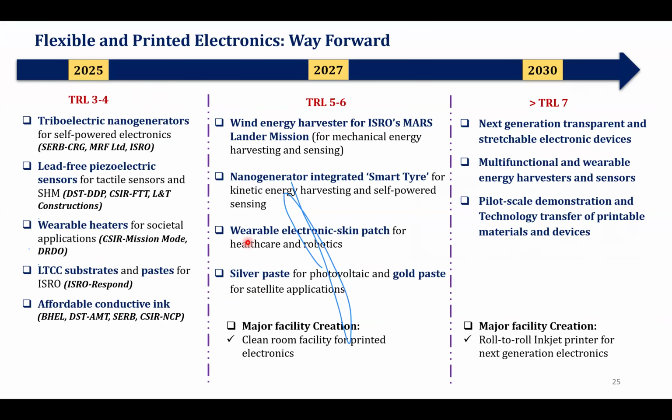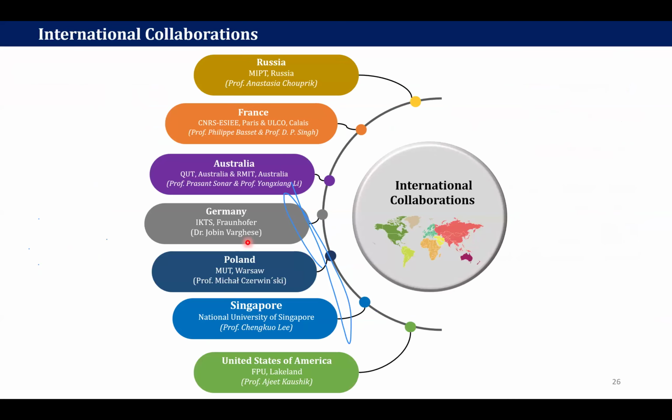In another 5 years, we are looking at next generation transparent and stretchable electronic devices, multifunctional and wearable energy harvesting sensors, and pilot scale demonstration and technology transfer of printed materials and devices. During that time, we will be developing major facilities like roll-to-roll inkjet printers and next generation electronics. These are the international collaborations, including from Russia, France, Australia, Germany, Poland, Singapore, and the United States of America. Various groups are collaborating with us.